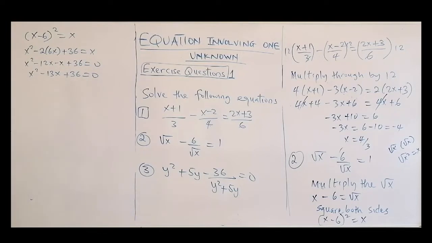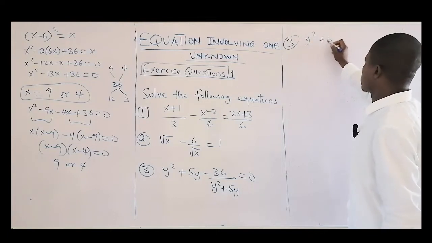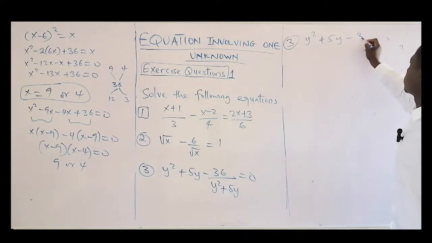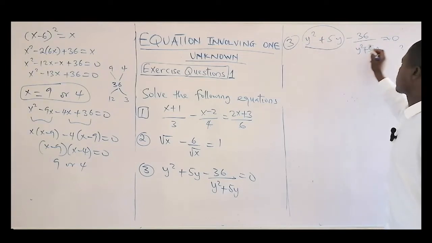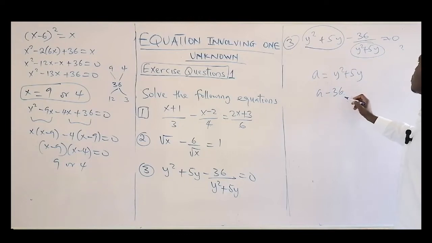Okay? So, next, we have y squared plus 5y minus 36 over y squared plus 5y equal to 0. So what we do here is very simple. We can see that these and these are the same, so we can substitute for that. Call it a. So that will be a minus 36 over a equal to 0.